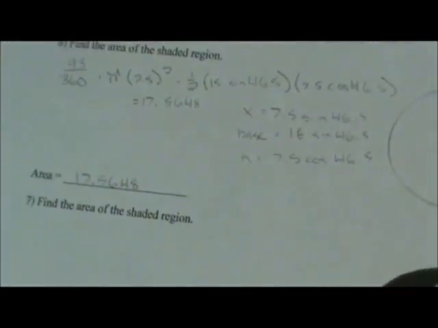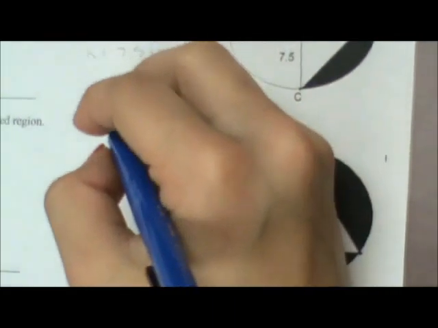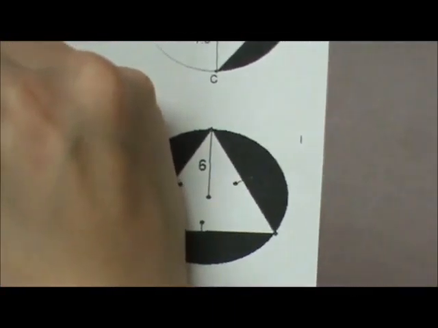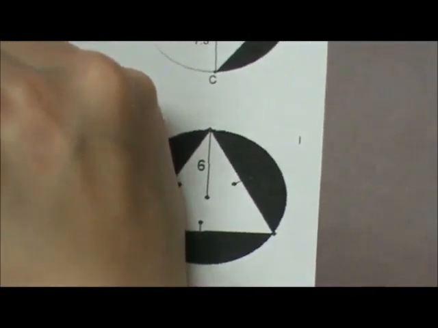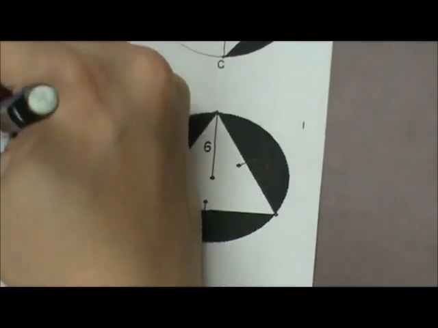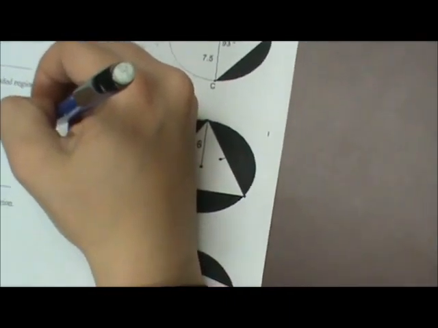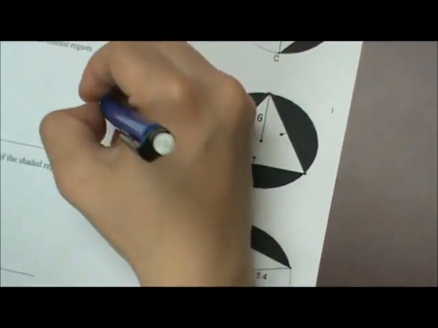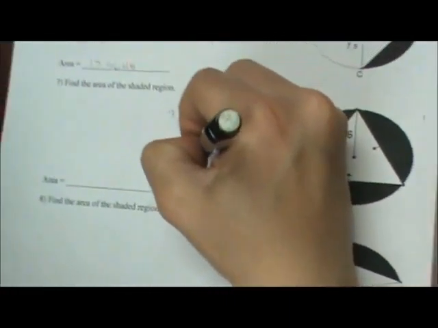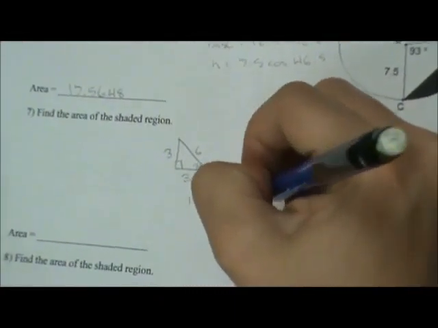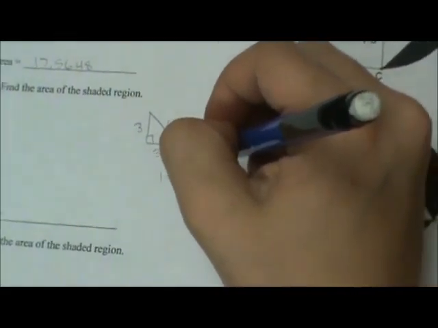All right, so then on to number 7, we have to find the area of the shaded region. For that, we're going to find the area of the circle and then subtract the area of the triangle. We divide up that equilateral triangle because we can't find it directly, so we make a right triangle out of the side to find out what half the side is, and that's going to be a special right triangle.